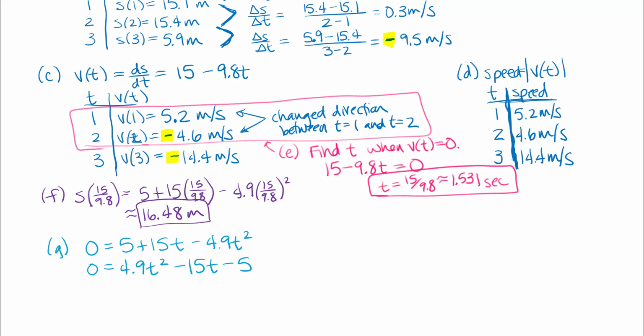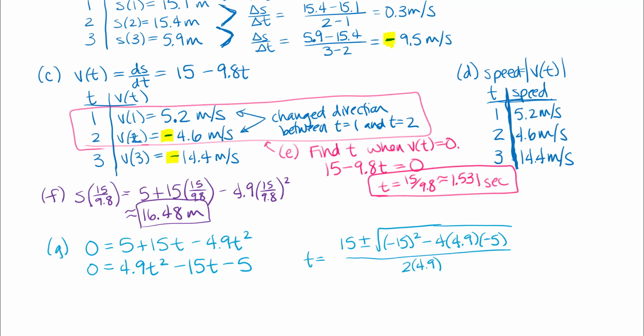So I just multiplied through by -1. As long as I do the same thing to both sides of the equation, that's alright. And then I'm going to use my quadratic formula here. So t equals negative b, so that'll be positive 15, plus or minus the square root of b squared, so negative 15 squared, minus 4 times a, which is 4.9, times c, which is -5, all over 2a.